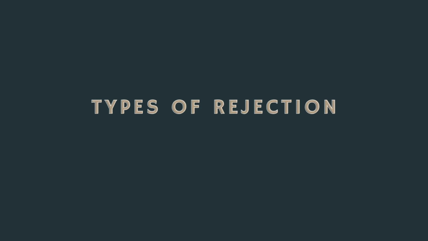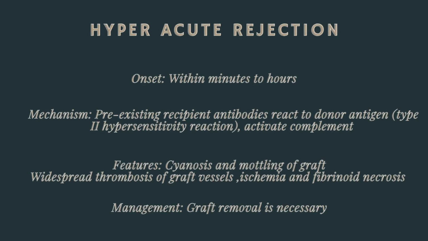Next, coming to types of rejection. In this, we have again four categories: the hyperacute rejection, the acute rejection, chronic rejection, and the graft versus host rejection. So, coming to hyperacute rejection, here the onset is within minutes to hours. Mechanism is by pre-existing recipient antibodies that react with the donor antigen. This is an example of a type 2 hypersensitivity reaction which further activates the complement.